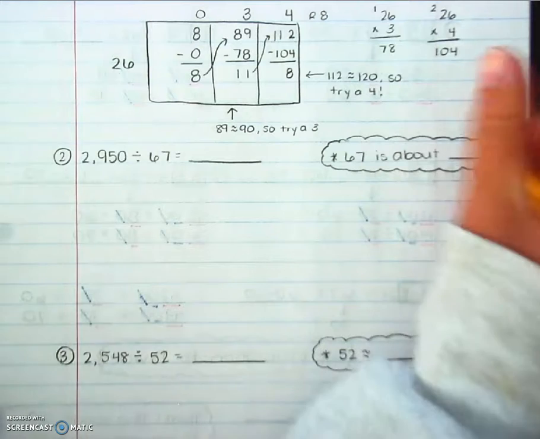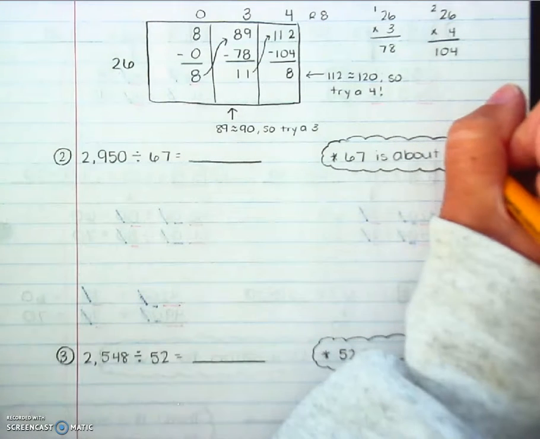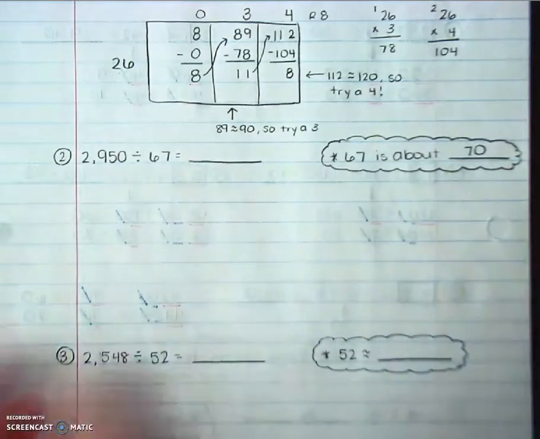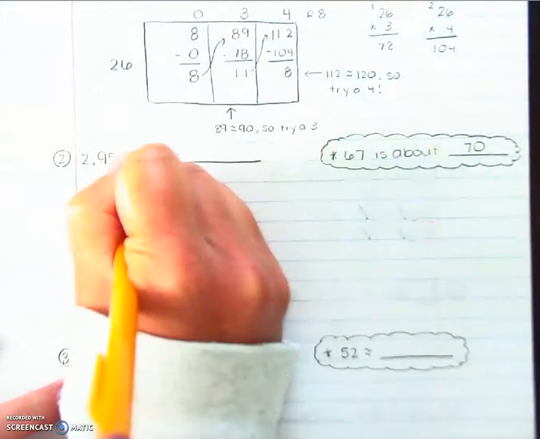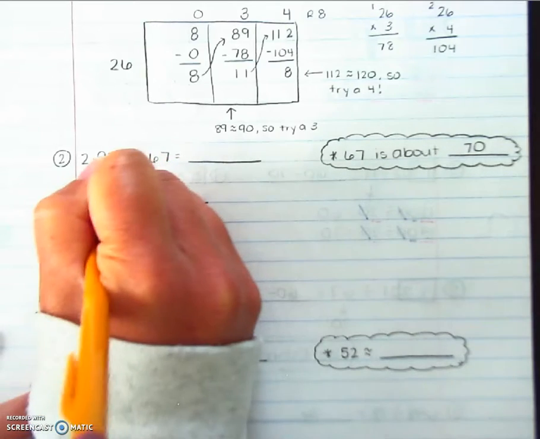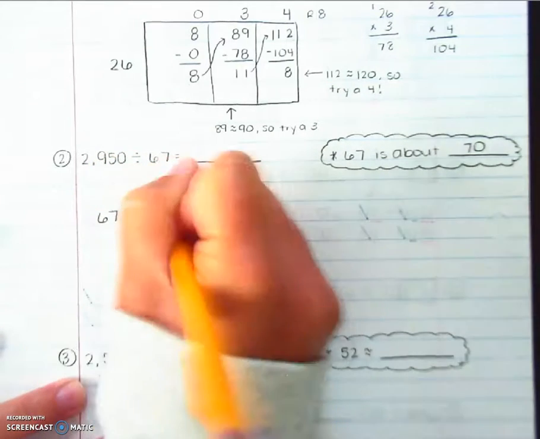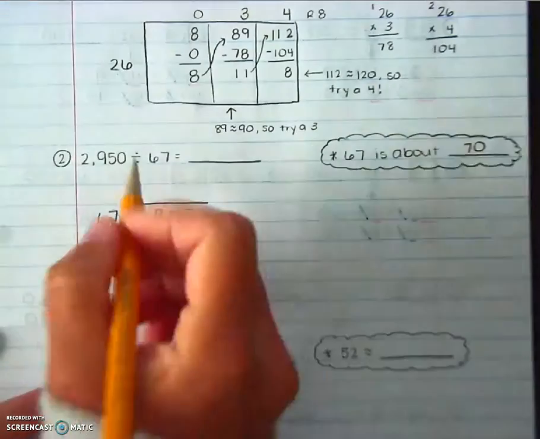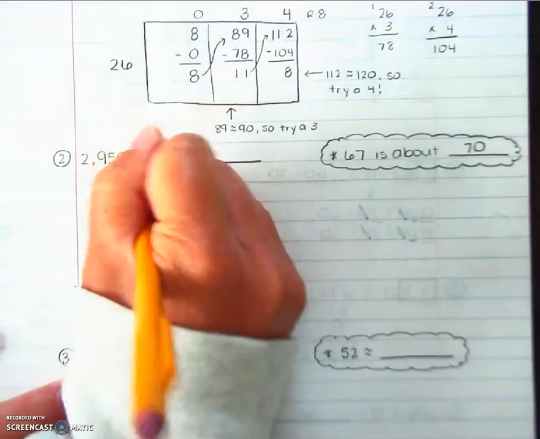2,950 divided by 67. I'm already going to start thinking that 67 is pretty close to 70, which means I might need to use that friendly digit 7 to help me. So I'm going to set up my divisor of 67 on the outside, my dividend, 2,950, on the inside. How many groups of 67 can I make out of 29?